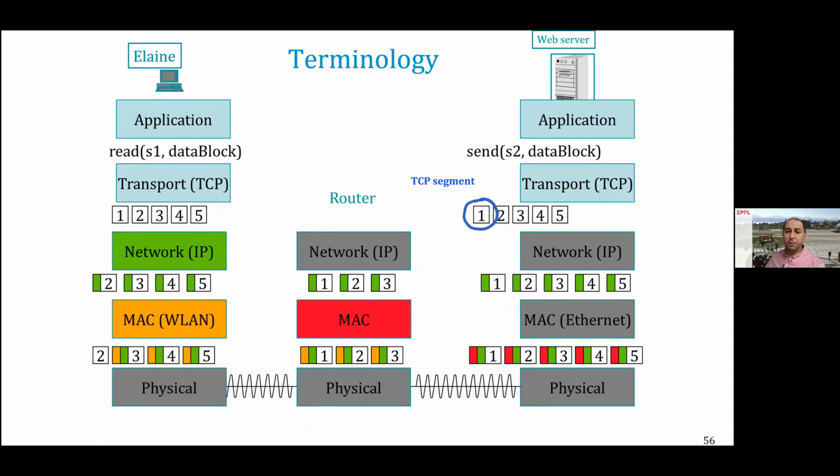Now we have some terminology, because I was using segment, packet, and frame. Actually, I was doing that on purpose, because at the transport layer we say segment, especially with TCP, we call it a TCP segment. With IP, we call it an IP packet, and with MAC, we call it a MAC frame. So: MAC frame, IP packet, TCP segment.